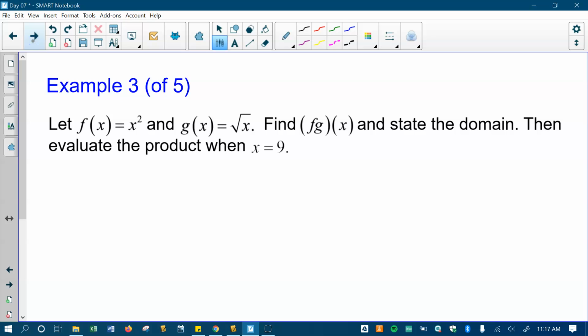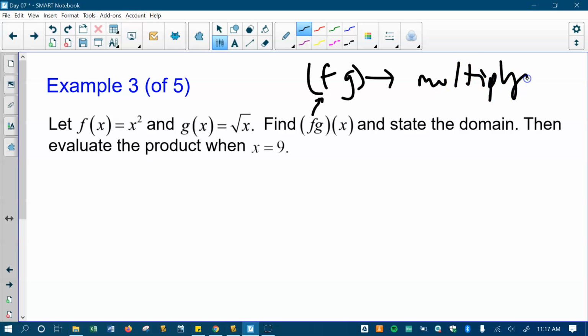Let's do 3. Now we got to multiply them. Whenever you see FG like this, it means F and G in parentheses with no addition or subtraction, it means multiply them. This one's going to be easier. So what we're going to do is multiply the x squared and the root x together. X squared times the square root of x. Guess what? That's just x squared times the square root of x.